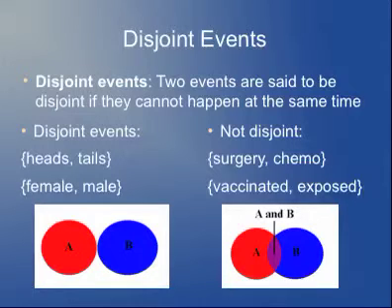If you're getting treatment for cancer, you could have surgery or you could have chemotherapy, but if you have one, that doesn't mean that you can't have the other. It's quite possible that you could have both. Likewise, in a vaccine clinical trial, you could be vaccinated against the disease and you can be exposed to the disease, or both or neither.